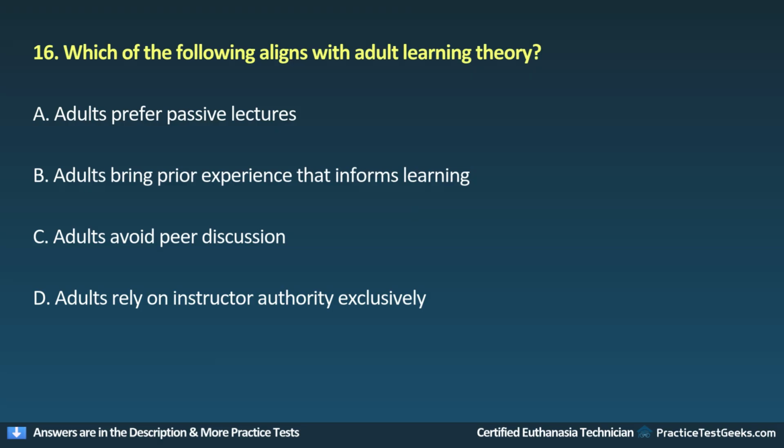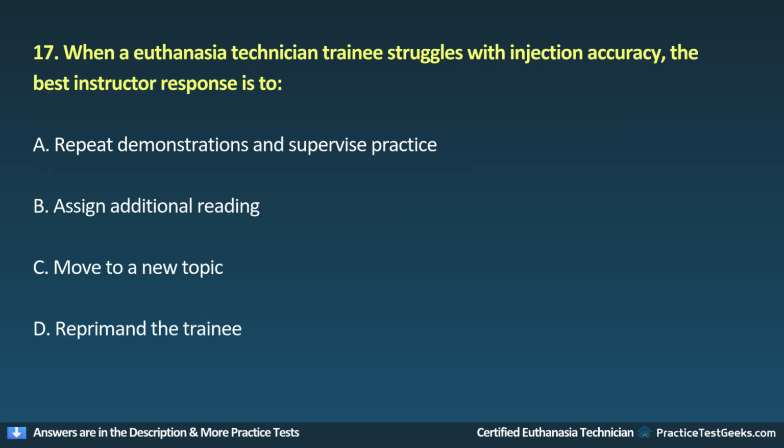16. Which of the following aligns with adult learning theory? A. Adults prefer passive lectures. B. Adults bring prior experience that informs learning. C. Adults avoid peer discussion. D. Adults rely on instructor authority exclusively.